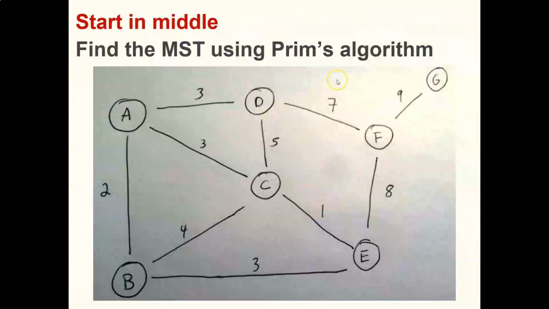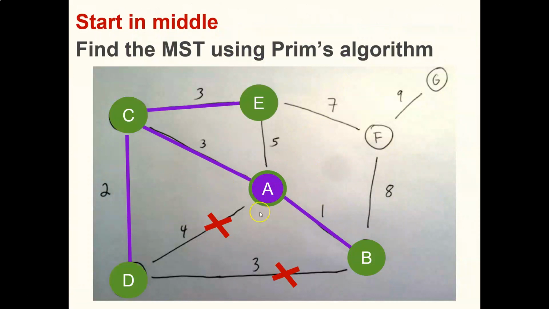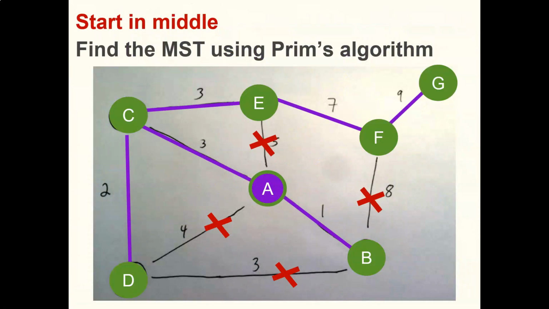Okay, this is another example. You can start from anywhere, like I said. In this case, let's start from here. The minimum one is this one, and then these are this one, and then yeah, so this is the spanning tree.